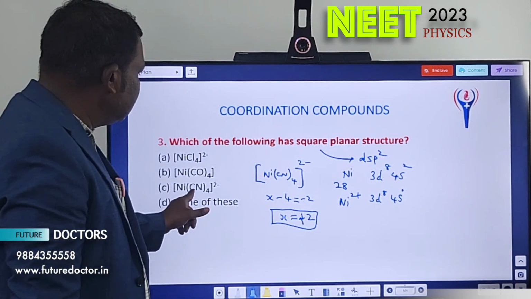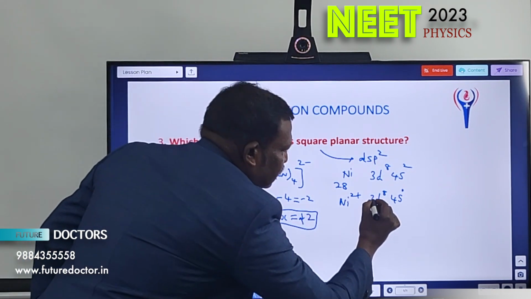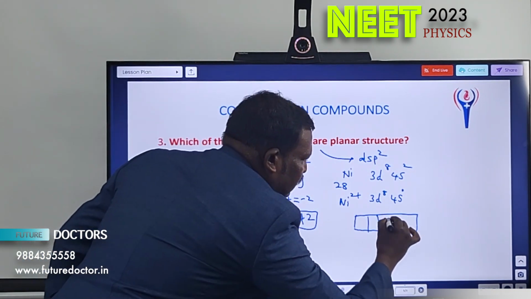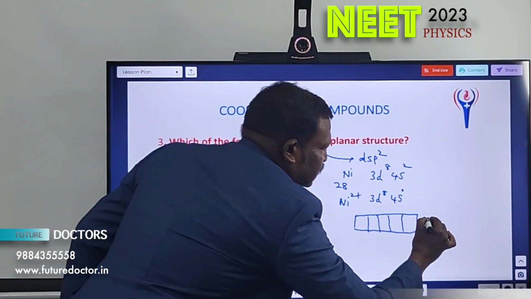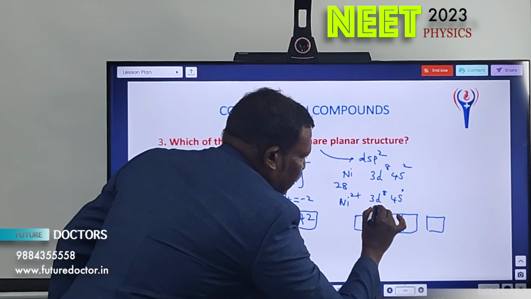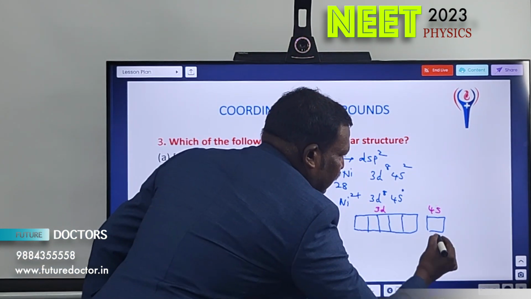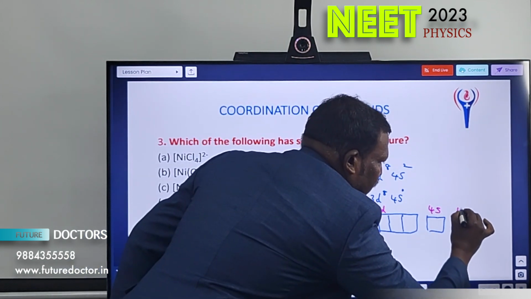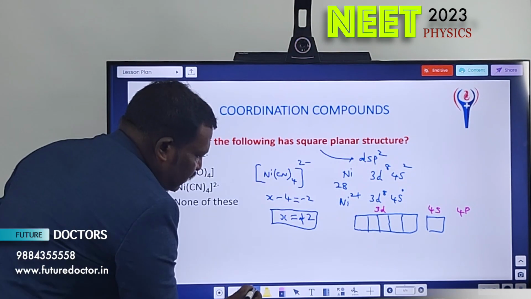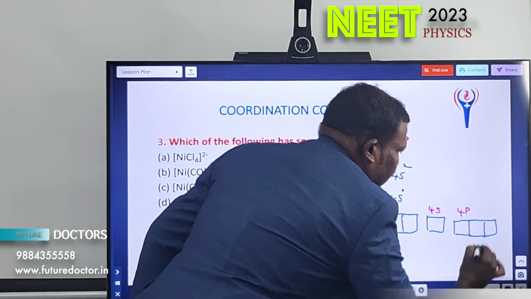Then see the ligand. CN minus is a strong ligand. So first you write this one: the 3d, 5 orbitals are there. 4s means 1 orbital. This is 3d, this is 4s, correct or not? Then I should also take the 4p, then only you can find out the hybridization. Are you following?